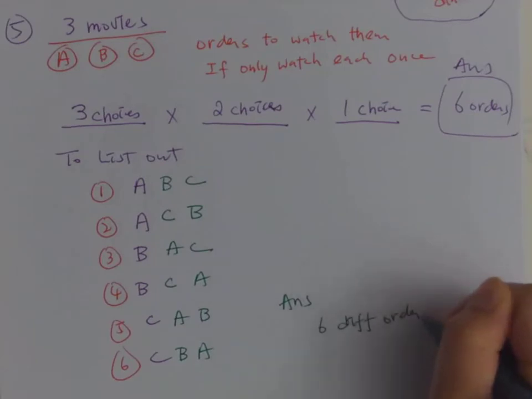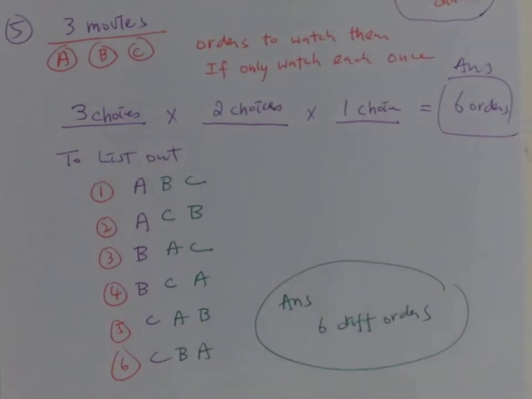If you have 3 movies, how many orders can you have if you only want to watch each one once? I could do a similar question: you have 3 different colors of flowers, and how many orders can you arrange those flowers in front of your house? Same thing, 3 choices down to 2 choices down to 1 choice. Alright, so those are the basic counting questions.